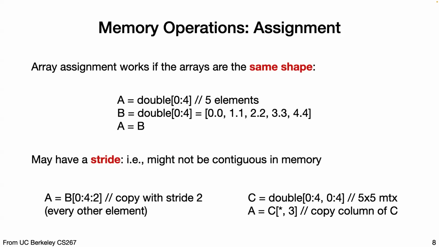On this left side, we have the way to read this notation. 0 through 4 is the elements that you want to copy, and this 2 is the stride 2, so this is copying every other element into A from B. And then C, if you had a 5 by 5 matrix, you can also copy arbitrary rows and columns of C into A, which is a vector of length 5. So this C star and 3 would copy this fourth column, I guess, because we're 0 indexing into A. And if you store C in row major, those elements are not contiguous.